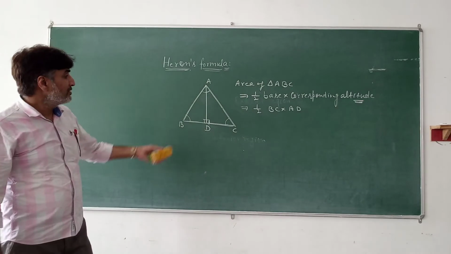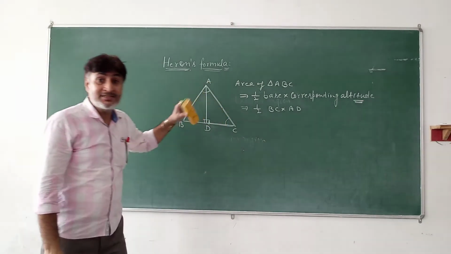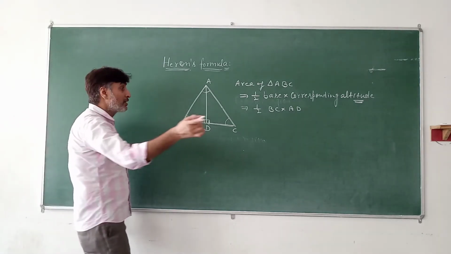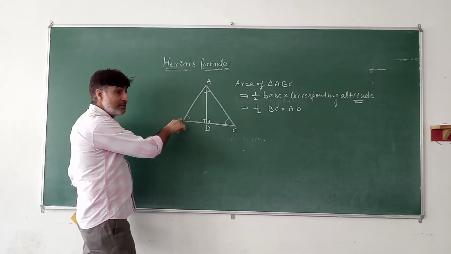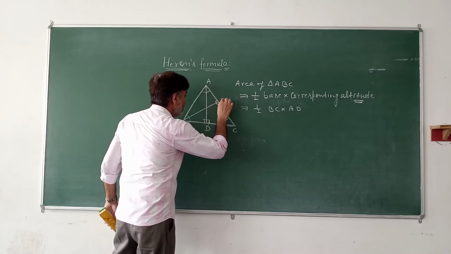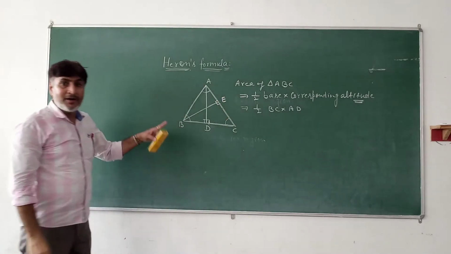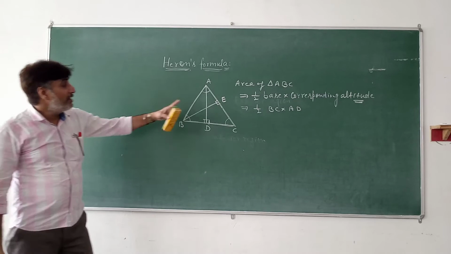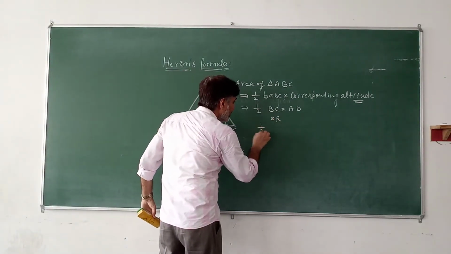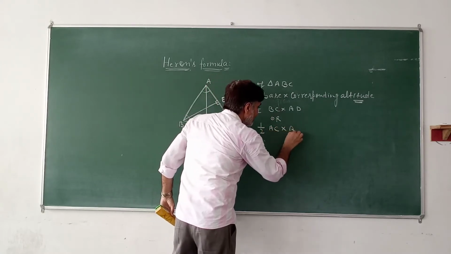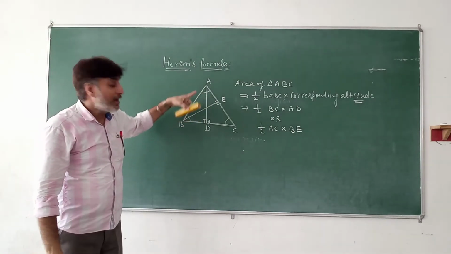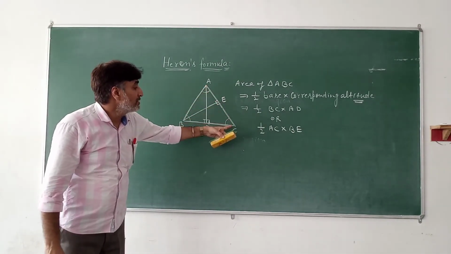If we assume this AC side as base, then the corresponding altitude of this triangle becomes the perpendicular from the opposite vertex B to this side AC, say this is BE. And now the area of this triangle, assuming AC as base, becomes half AC into BE. This BE is the altitude or height of this triangle with respect to this base AC.